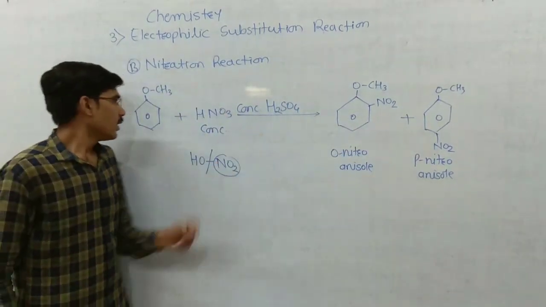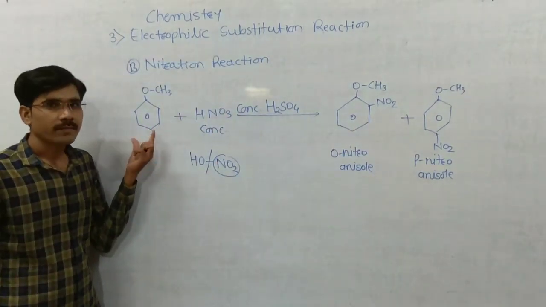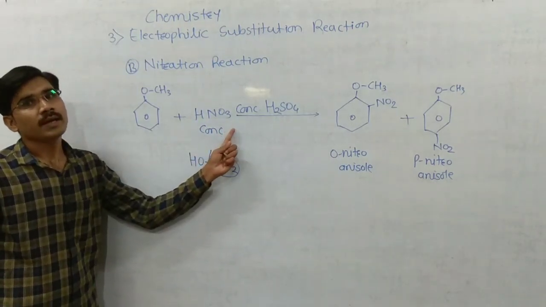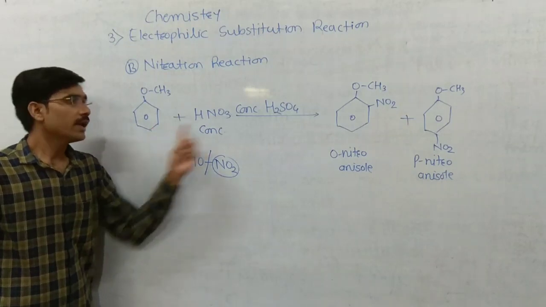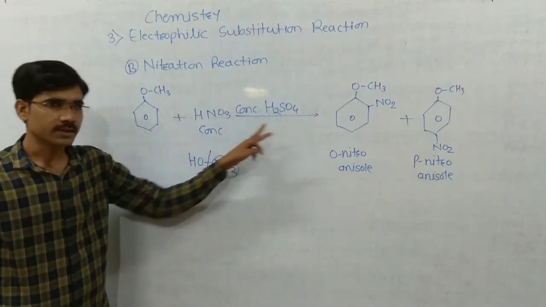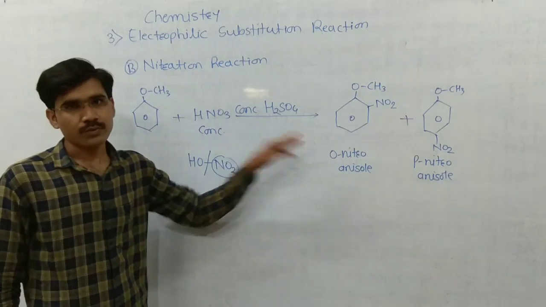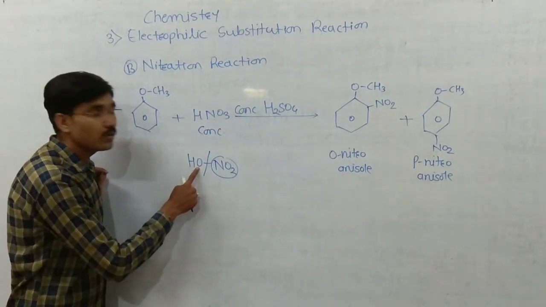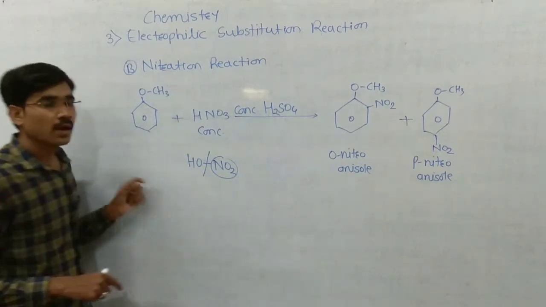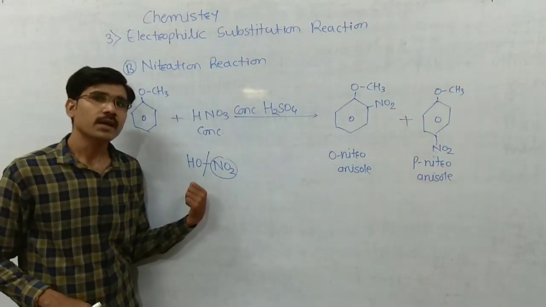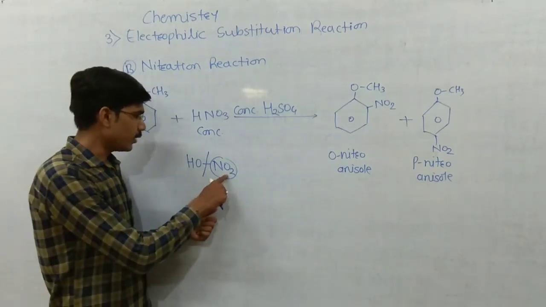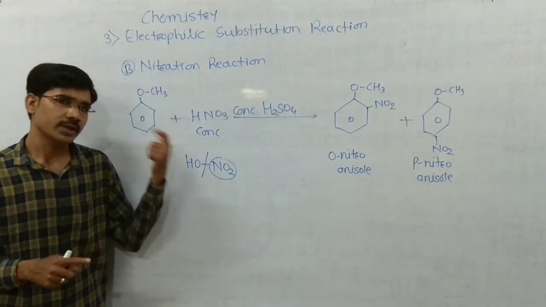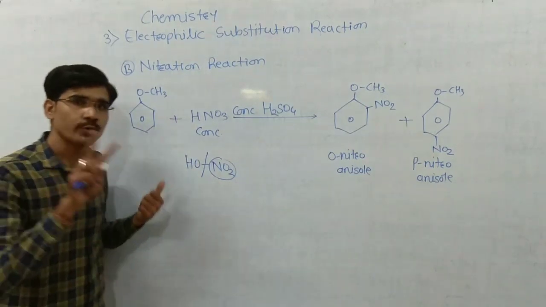What is the reaction? We have taken anisole here. It reacts with HNO3. This HNO3 reacts with anisole in presence of concentrated acid, that is concentrated H2SO4 we have taken here. This HNO3 we have written here as HO bond NO2. The HO bond breaks from the HNO3 and we are getting NO2. And this NO2 is attached to benzene ring in two positions.